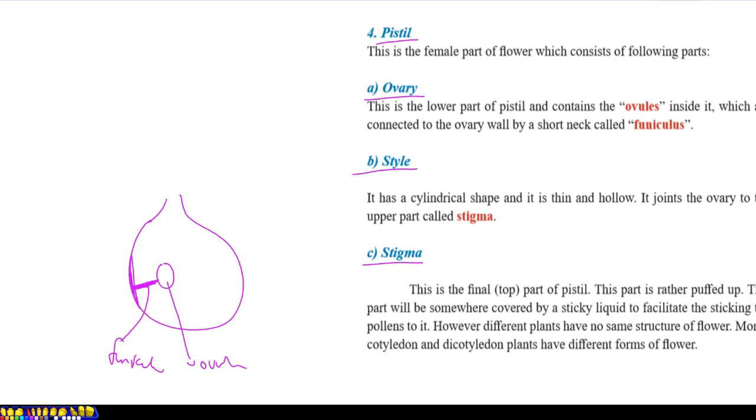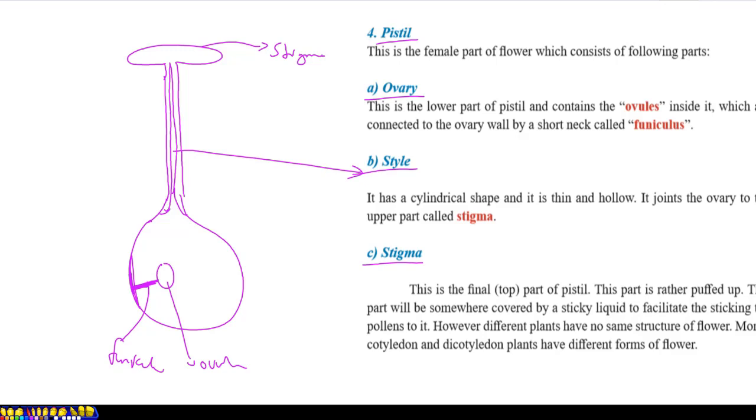The style has a cylindrical shape. It's a thin, hollow tube which extends to the top of the female reproductive organ, that we call the stigma. The tube which connects the lower part of the pistil to the end, we call it the style, which is a hollow tube. Stigma is the final part of the pistil.